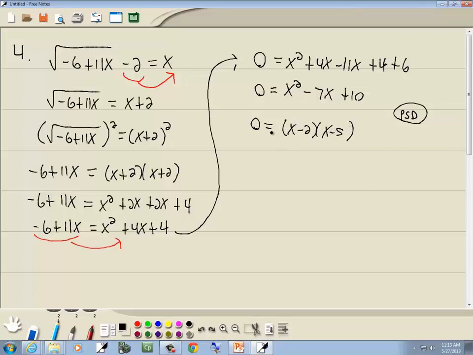Zero factor property says you get 0 on one side, you factor the other side, you can set each factor equal to 0. So I'll set x minus 2 equal to 0, and I'll set x minus 5 equal to 0. And we end up with x equals 2 and x equals 5, maybe. Now if I plug these back in, let me try 2 first. Put 2 in here, I get 11 times 2 is 22. 22 minus 6 is 16.